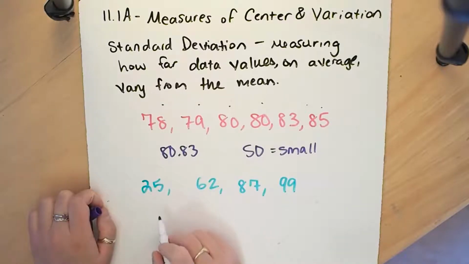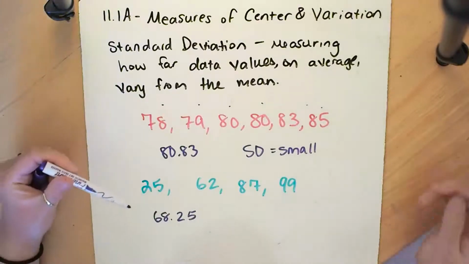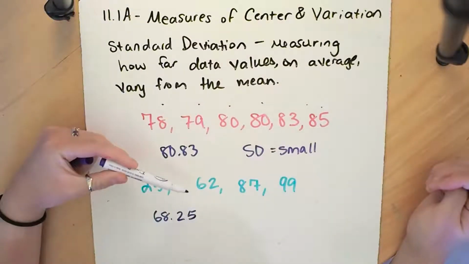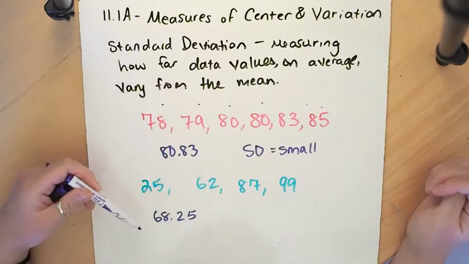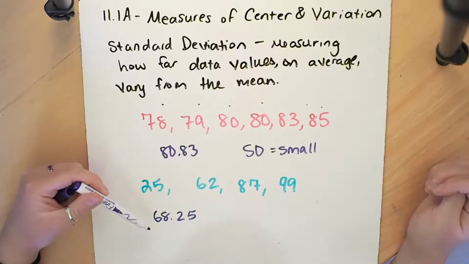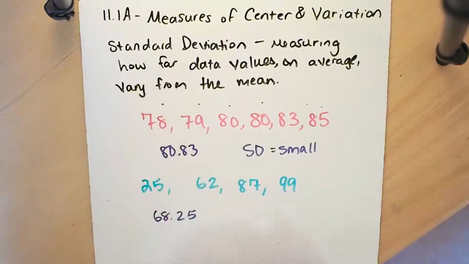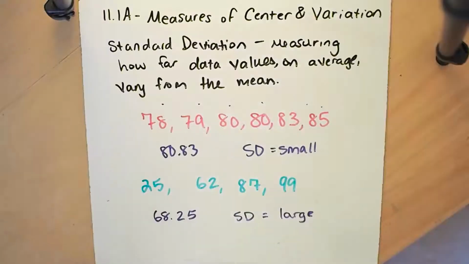Okay, so the mean of this data set, if we average all the numbers together, is going to be 68.25. Well, here's the problem we see with this. The only data value in this set that's remotely close to our mean is 62. But the difference between 68.25 and 25 is huge. The difference between 68.25 and 99 is huge. That means our standard deviation is going to be quite large.